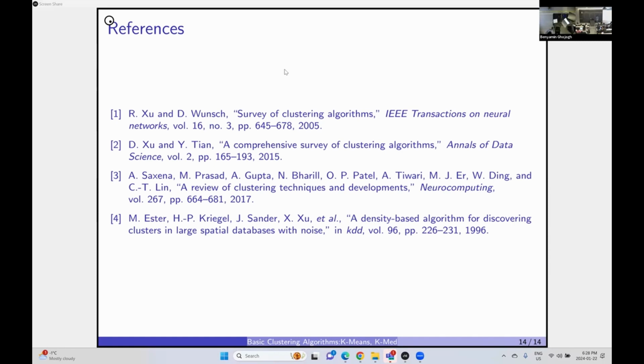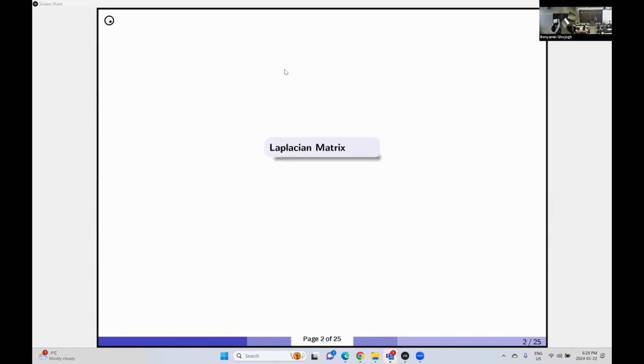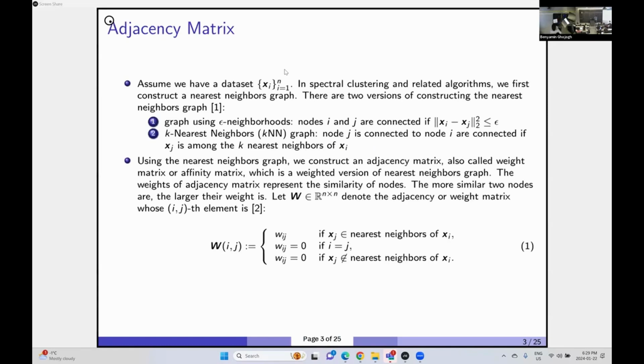Spectral clustering. So first, let's talk about the Laplacian matrix. Listen, assume we have a data set x1 to xn. Don't worry, I will explain everything. I will build from scratch. We have a data set x1 to xn. In spectral clustering and related algorithms, one of the related algorithms is Laplacian eigenmap. Anyways, we first construct a nearest neighbor graph.